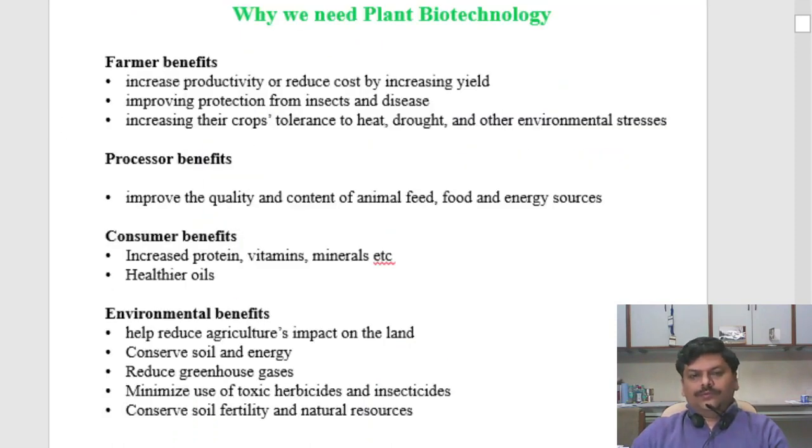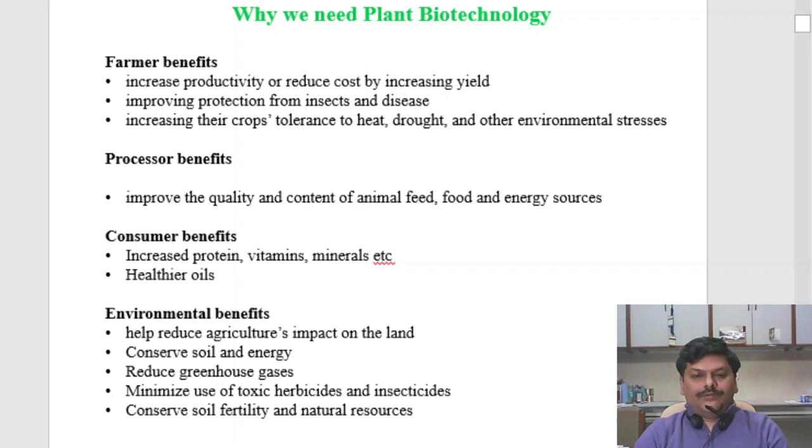Also, when so many technological developments are happening around us, we can ask ourselves, why do we need plant biotechnology? So there are many benefits of plant biotechnology. Some of them I have listed here. Say for example, plant biotechnology is helpful in farmers' benefits in one way or another, say for example, increase in productivity or reduced cost by increasing yields. So if productivity increases, then it is directly related to farmers' benefits.